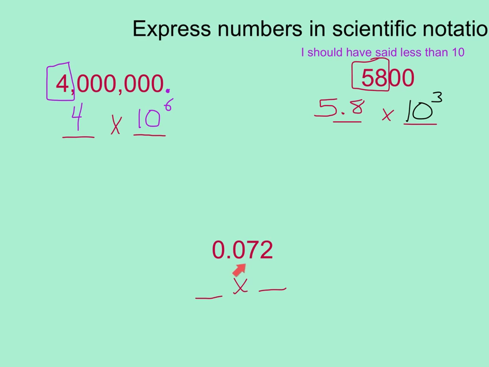In this last one down here, okay, I see that my digits that I'm going to be working with are 72. So we know we could write that 7.2 to make it less than 10 but greater than 1. And to do that now, I would start with my decimal right there, and I have to move it to the left once, twice. So to move it to the left twice, I know that that's going to be 10 to the negative 2nd power.